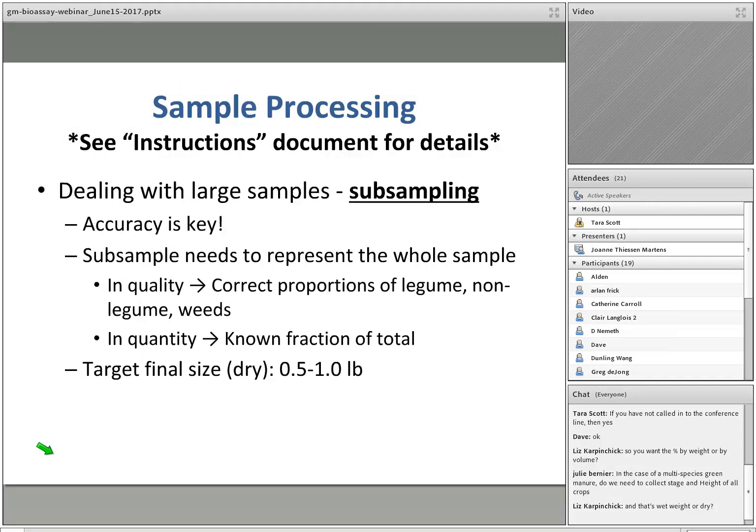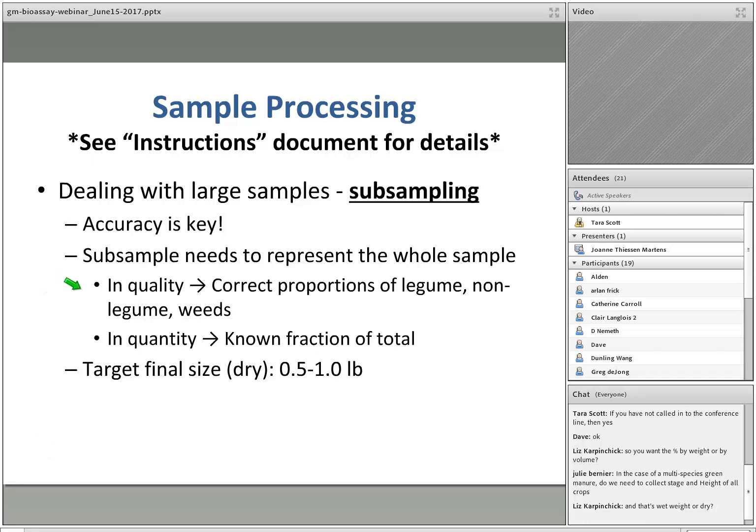So we've experienced this ourselves, and we've had some agronomists ask us, I have this mountain of plant biomass. Do I really need to dry this all and send it all in? And so we've developed a bit of a procedure for taking subsamples, just taking a portion of that sample to be dried and weighed. But the key with subsampling is that it needs to be accurate. You can't just grab some and separate it out and weigh it and send it for analysis and hope that it sort of represents your field.